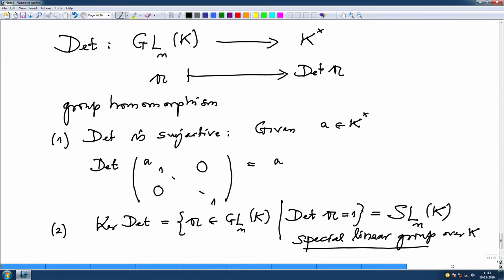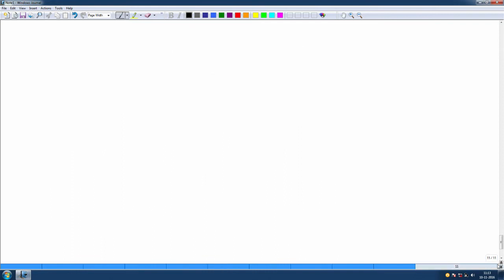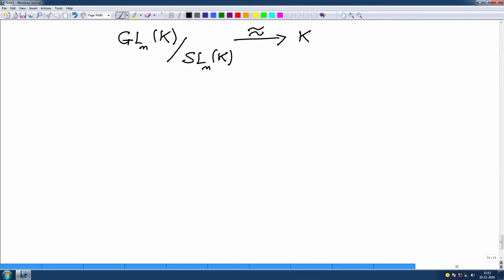So we know the kernel, we know it is surjective, therefore we can also apply the isomorphism theorem. It will say that GL_n modulo the kernel, because SL_n(K) is the kernel of a group homomorphism, it is a normal subgroup, therefore this quotient makes sense. This is a quotient group and this group is isomorphic to its image, but the image is everybody. So this is K cross. So this is a group isomorphism.